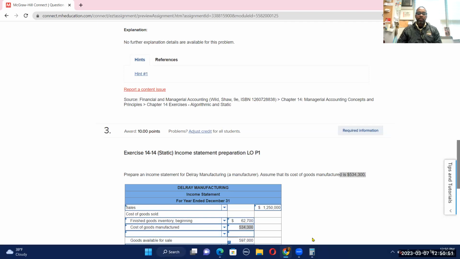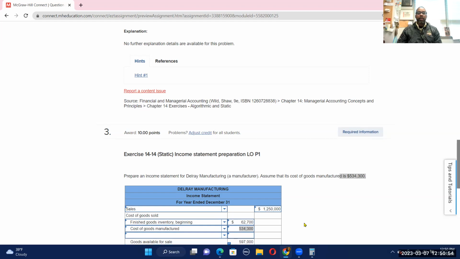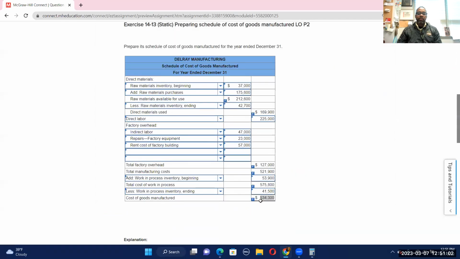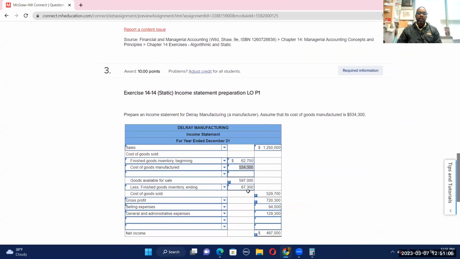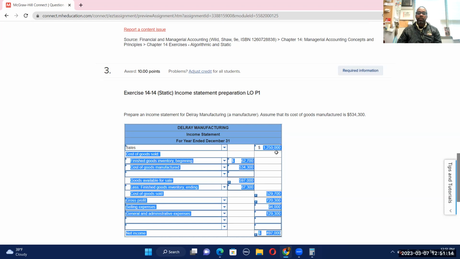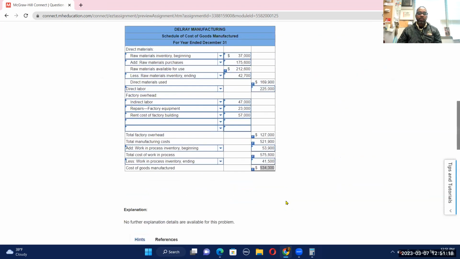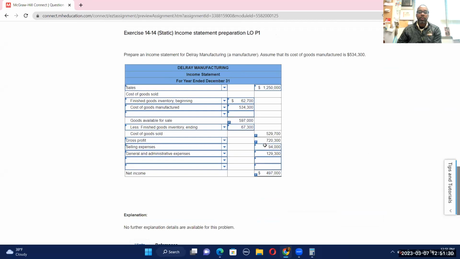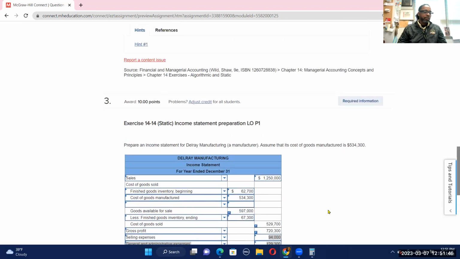Add these two together, and you have the cost of goods available for sale, which is 597,000. Subtract the finished goods inventory, which is 67,300, and you get the cost of goods sold of 529,000. Take the sales minus cost of goods sold, you get the gross profit. Now this is where the selling expenses and the general administrative expenses come into play. So the 94,000 and 124,000, we're going to put them here. Take the gross profit minus the selling expenses minus the general administrative expenses, and you'll get the net income. And that's how you would create that income statement. So that is 2 and 3.